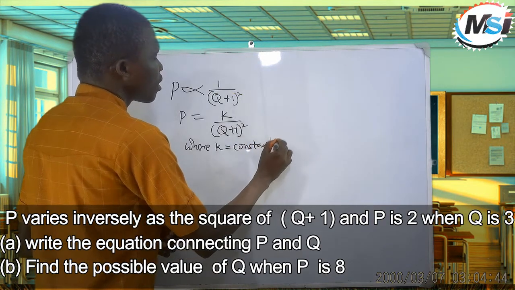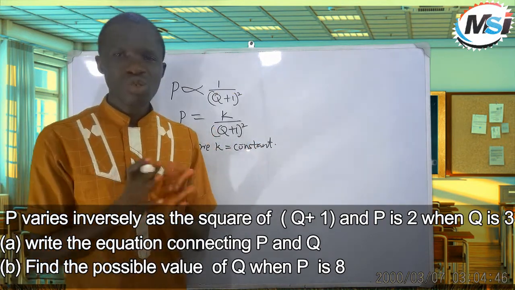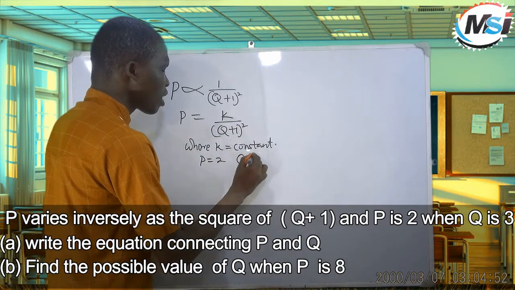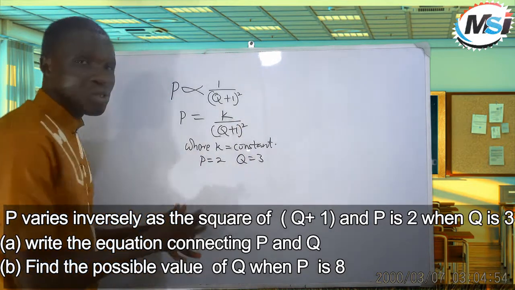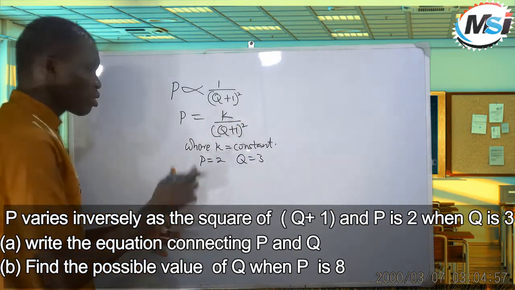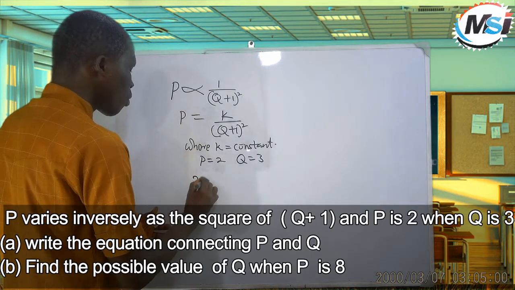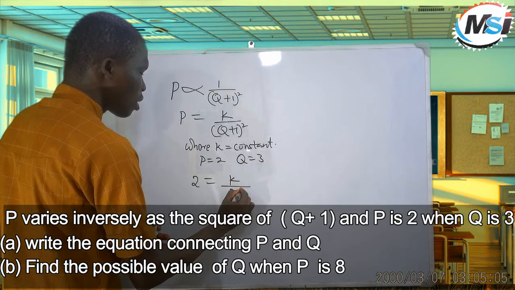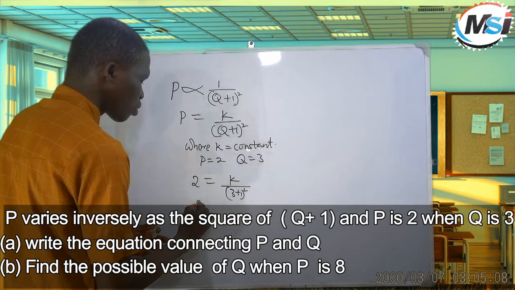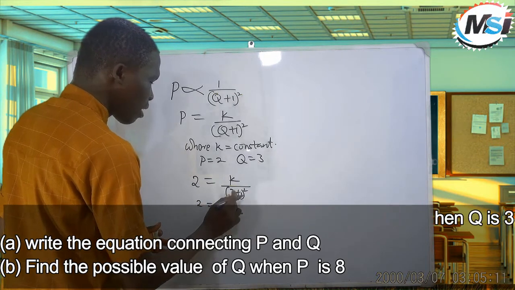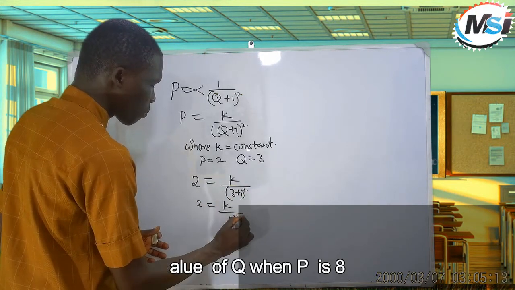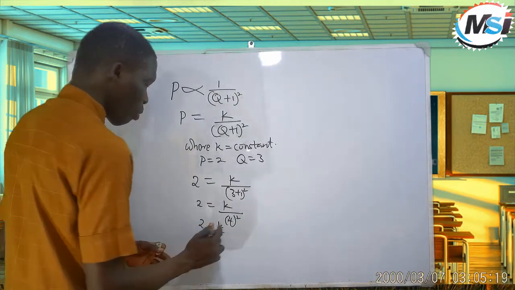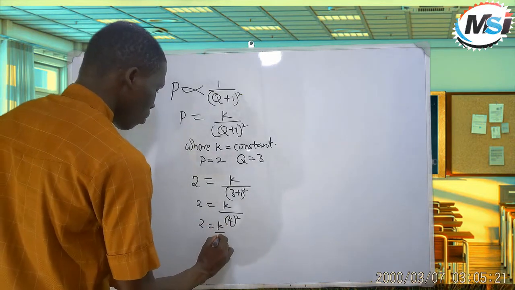Now, from here, you can say that P is 2 and Q is 3. So from here we can do what we call substitution. When you substitute, we are going to have 2 equals K over (3 plus 1) squared. So this will give us 2 equals K divided by 4 squared. 4 squared means 4 times 4. It's not 4 times 2, right? That will give us 16.